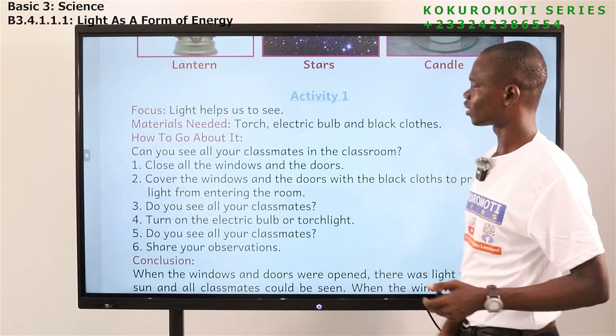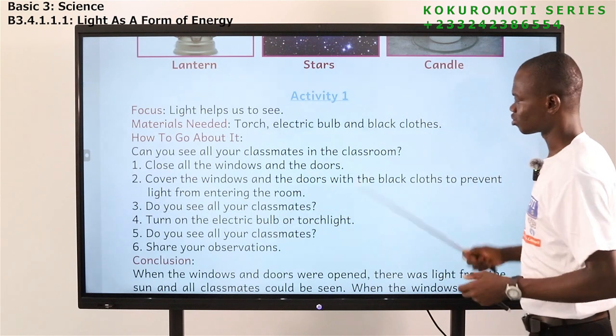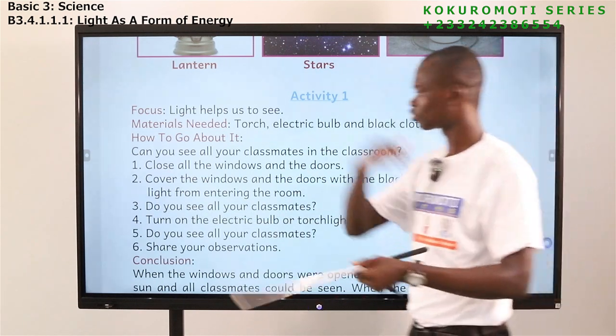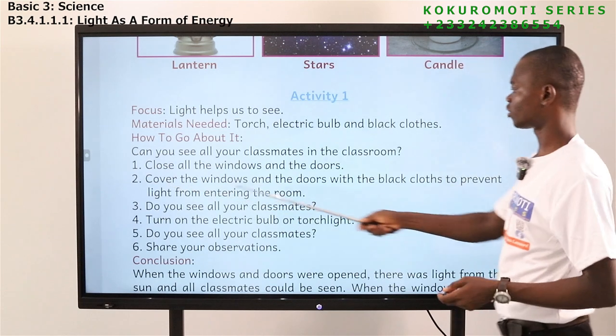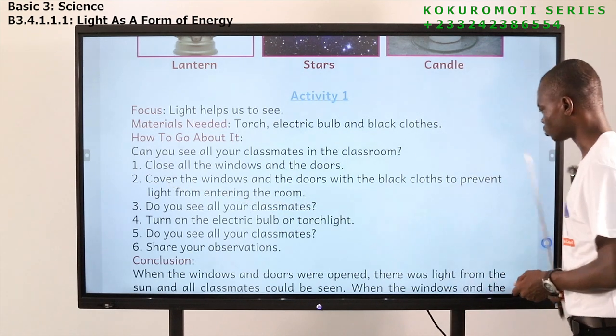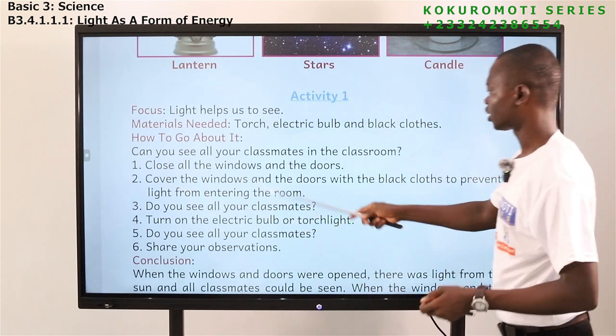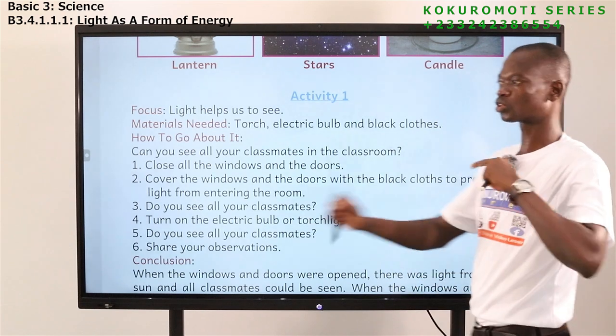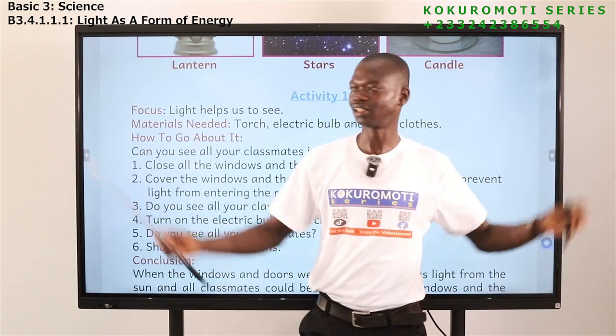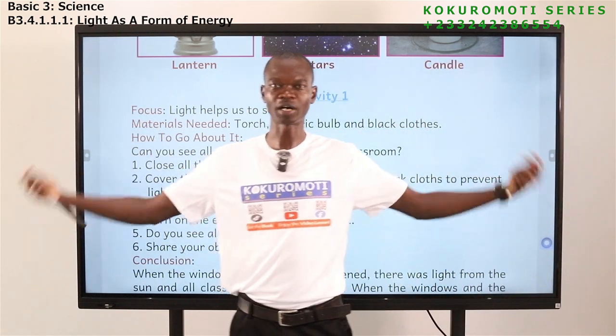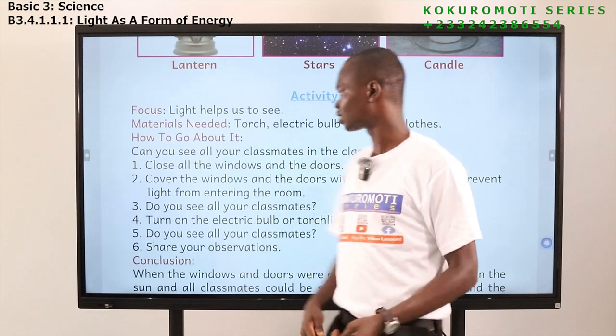Okay. Now, number one, close all the windows and the doors. So what you should do is close all windows and the doors. Cover the windows and the doors with what? Black cloth to prevent light from entering the room. So when you close all windows and doors, ensure that there is no way light from outside can come into what? The room.